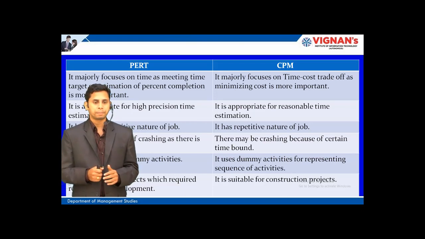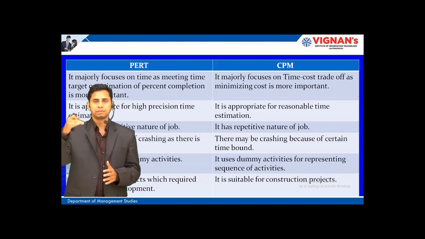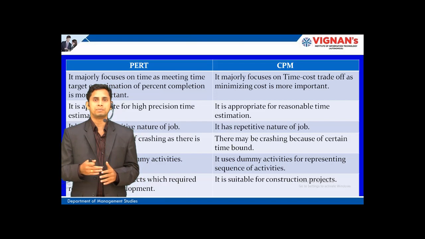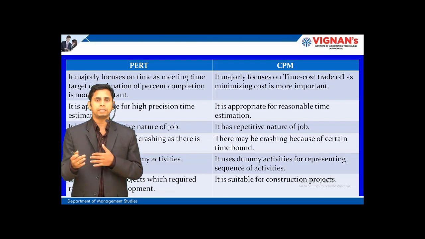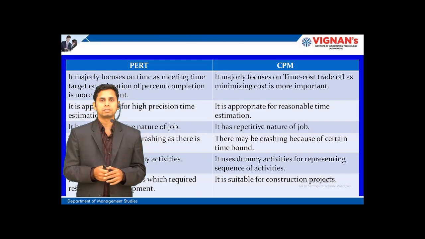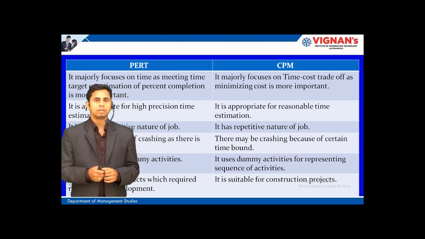But in CPM, it majorly focuses on the time cost trade-off. So if more time is allowed for the completion of the project, then cost can be reduced. Or if you want to reduce the time of completion of the project, then you need to compromise on cost. In that way, time and cost must be traded off, and that is required in the case of CPM. PERT is appropriate for high precision time estimation, whereas CPM is appropriate for reasonable time estimation.